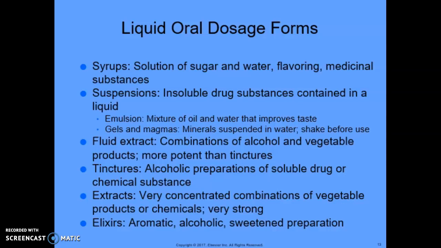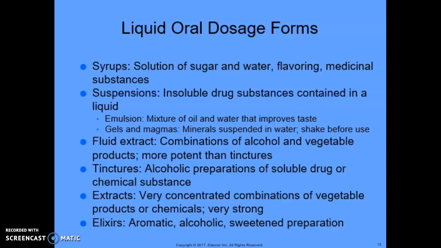Fluid extract is a combination of alcohol and vegetable products. These are more potent than tinctures because they have the combination for absorption. Tinctures are alcoholic preparations of soluble drugs or chemical substances. Extracts are very concentrated combinations of vegetable products or chemicals. These extracts are very strong, so there's a higher potency.